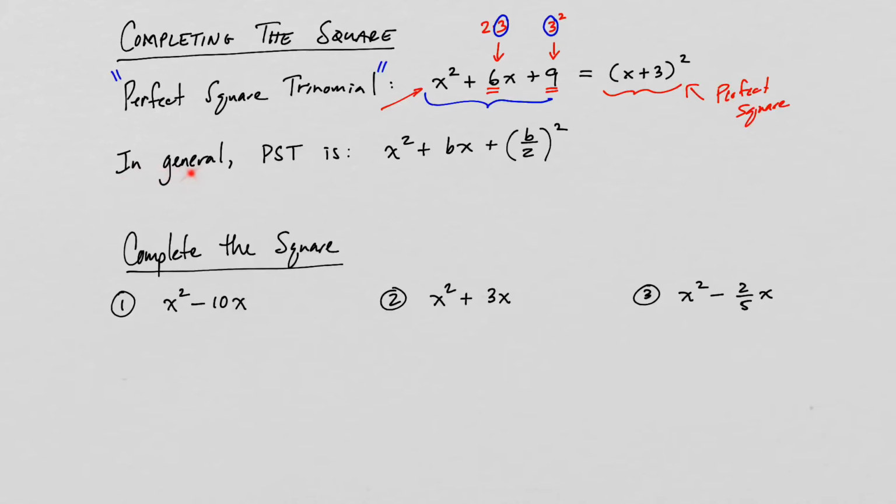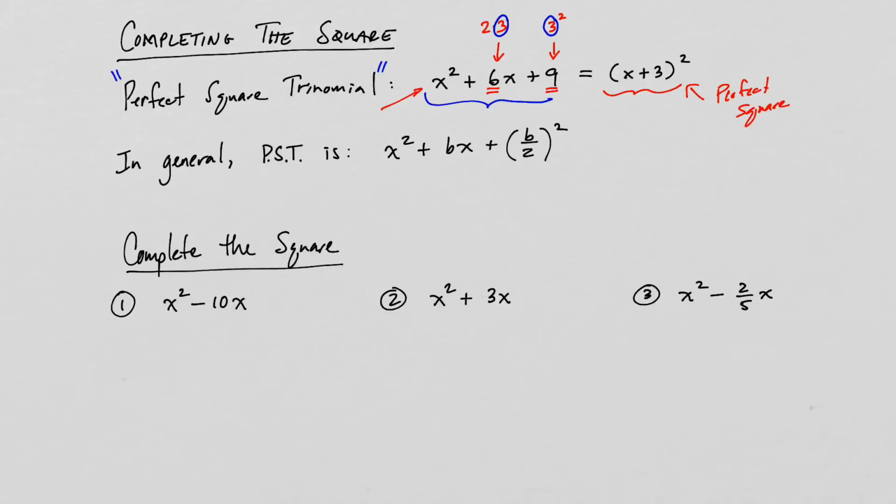So we can say, in general, a perfect square trinomial, which I'm calling PST here, is a polynomial of the form x squared plus b times x plus this number, which has to be half of this middle number, that's b divided by 2, quantity squared. Now I know this may not make complete sense in the beginning, but let's take a look at some examples down below.